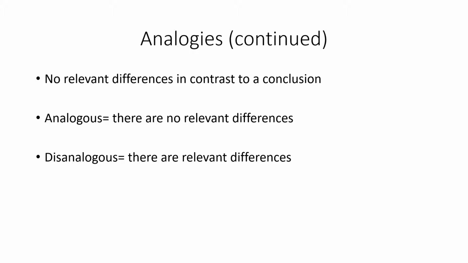So what is really being argued in an analogy is that there are no relevant differences in relation to a conclusion. What this means is that the parts where they're similar are what matter in what we're trying to argue. So we're trying to argue for something, and we're using the analogy to say between these two things that there are no relevant differences, that the differences that are in there are just arbitrary. So you're looking for the relevant differences.